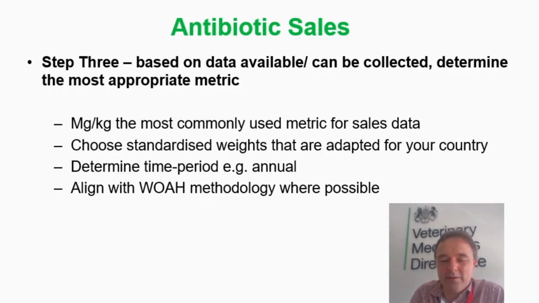And what usually happens is you collect either the number of living animals or the number of slaughtered animals, and then you multiply this by a standardized weight to give you the total weight of animals within the region or the country. So the WOA publishers have got some methodology for calculating these weights. Often the weights are based on the average living weight of that animal or the average weight at slaughter. But it'd be good to choose weights that are standardized for your country.